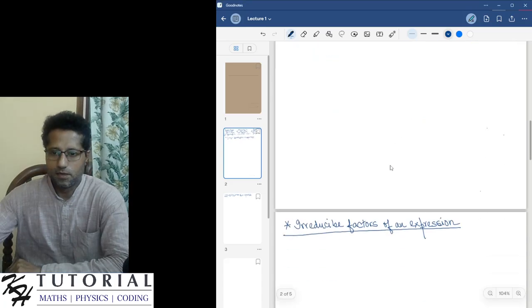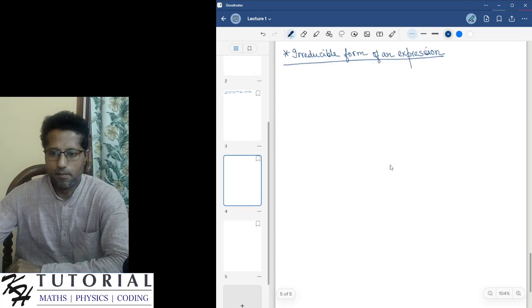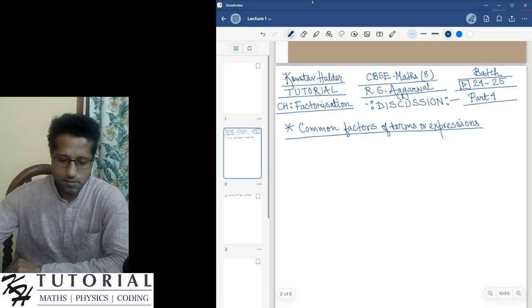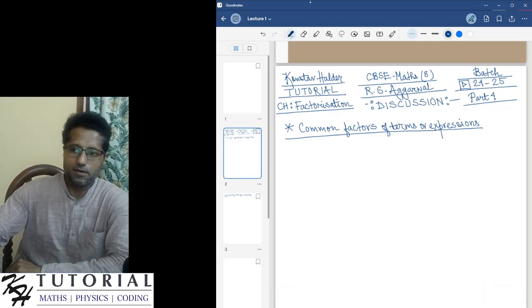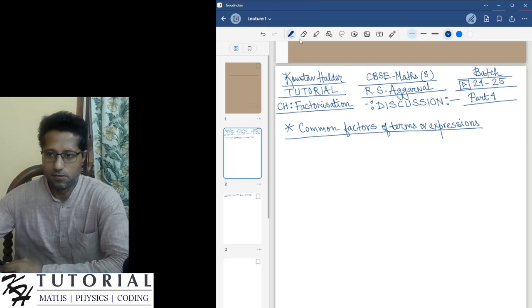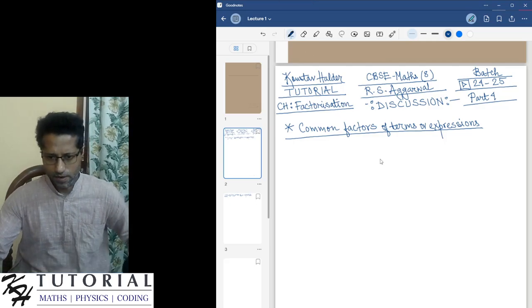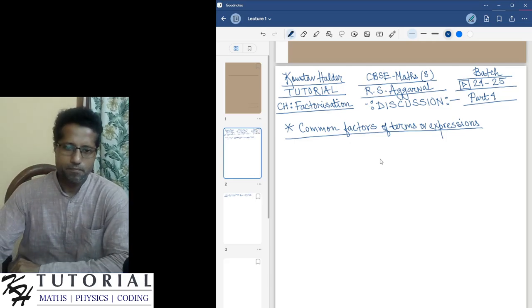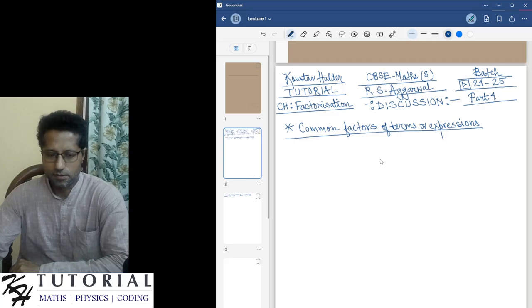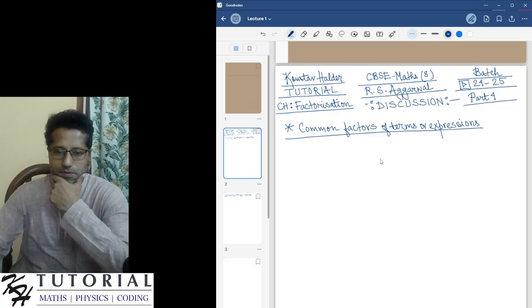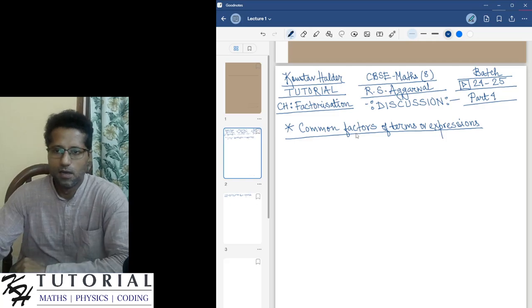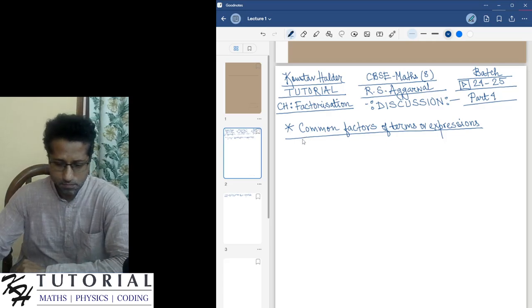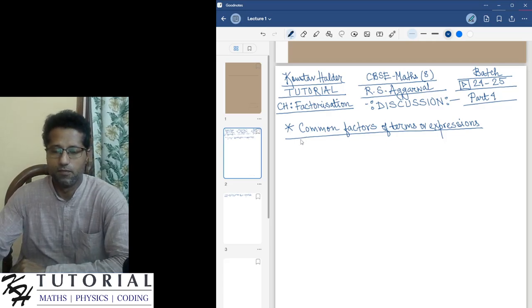So I will discuss three major concepts. First one is the common factors of terms or expressions. This chapter is about factorization, that is factorizing a given algebraic expression into two or more factors. So we express an algebraic expression as a product of two or more factors. Now, what are common factors of terms or expressions? I will try to explain the concept with examples.